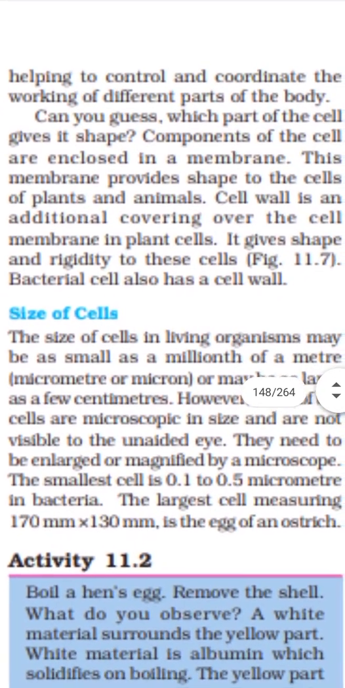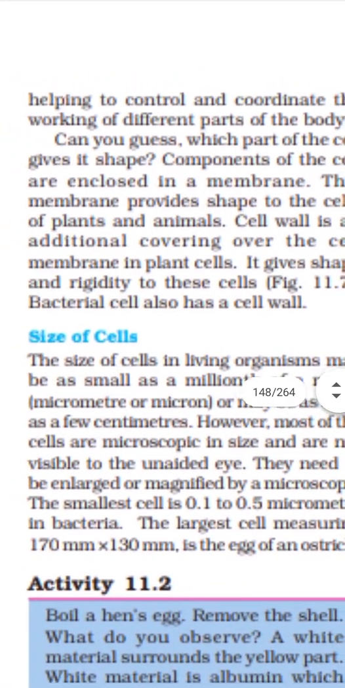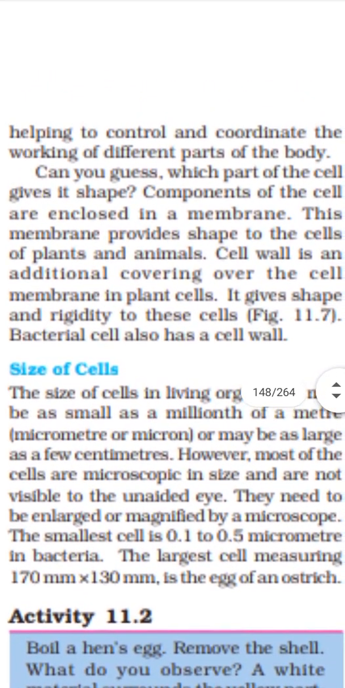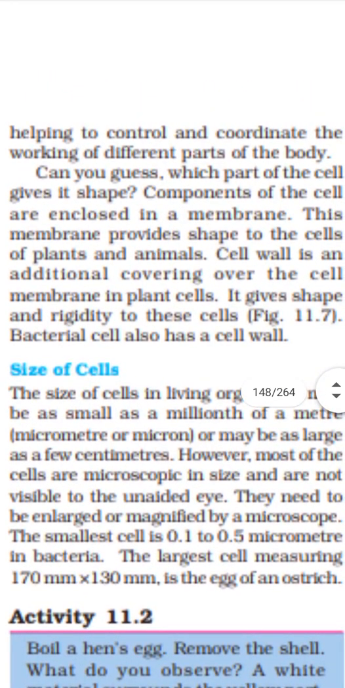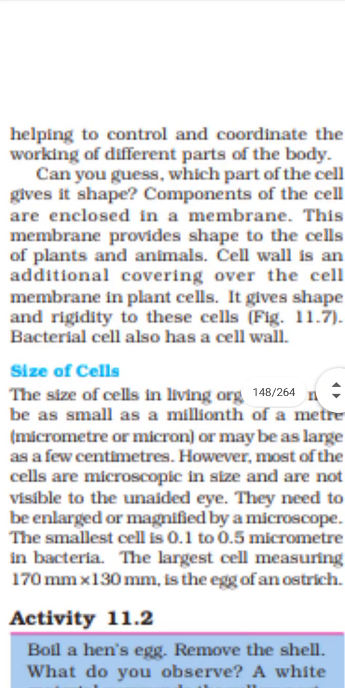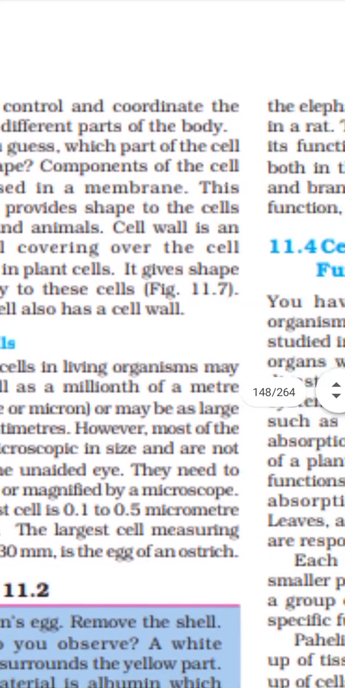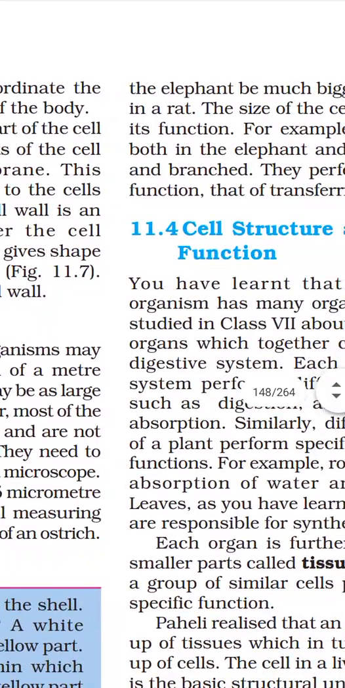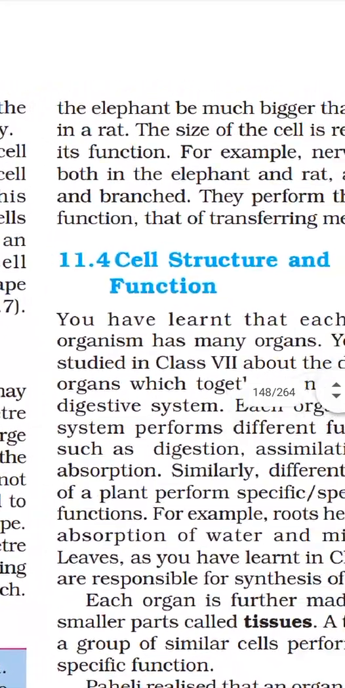The size of cells in living organisms may be as small as a millionth of a metre, or may be as large as a few centimetres. Most cells are microscopic in size and are not visible to the unaided eye. They need to be magnified by a microscope. The smallest cell is 0.1 to 0.5 micrometre in bacteria. The largest cell, measuring 170 mm by 130 mm, is the egg of an ostrich.